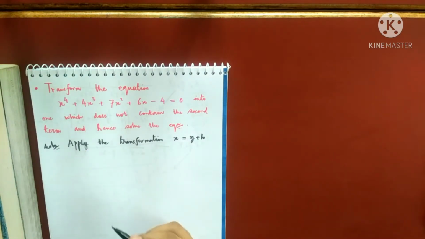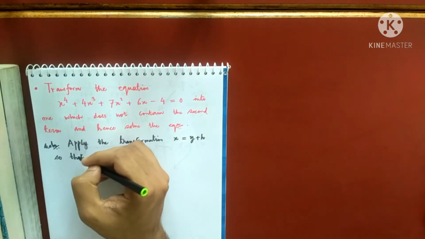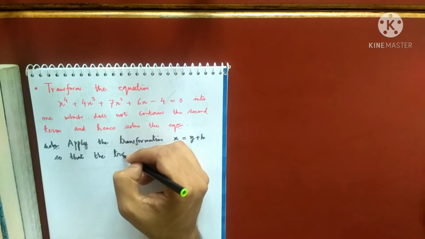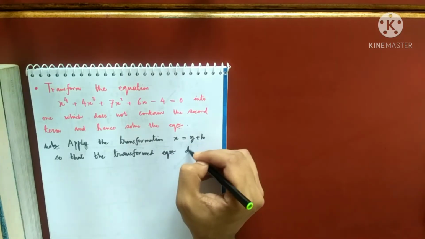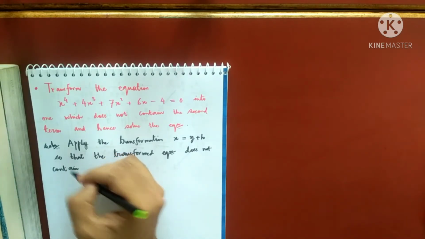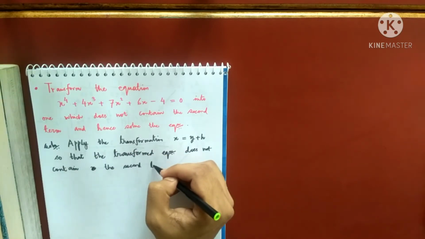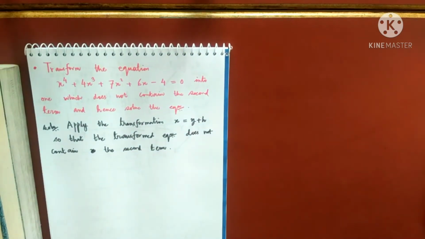So apply this transformation so that the transformed equation does not contain the second term. See, why am I applying this? You can also apply x equals y minus h. That means either you apply the transformation y plus h or y minus h. That is completely up to you.